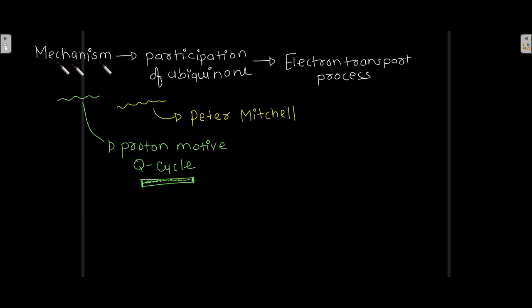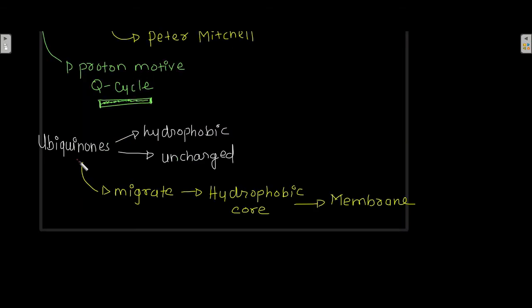The mechanism of participation of ubiquinone in the electron transport process is known as the protonmotive Q cycle. These ubiquinones are hydrophobic and uncharged, and that is the reason why they are able to migrate along the hydrophobic core of the membrane.